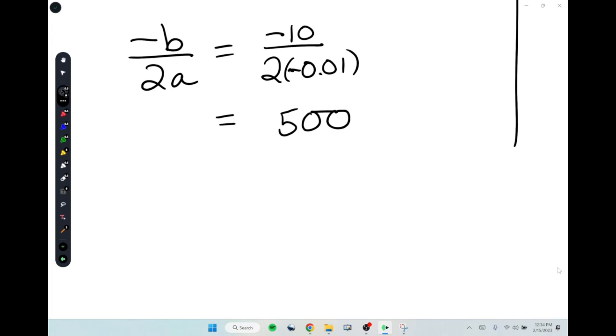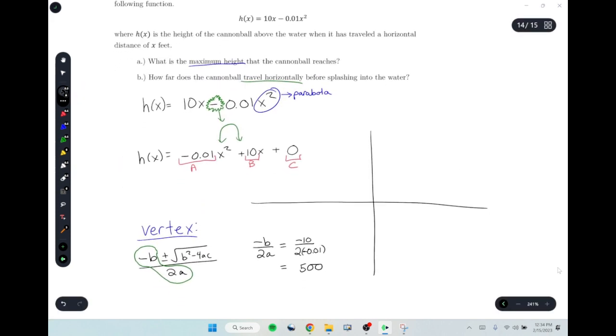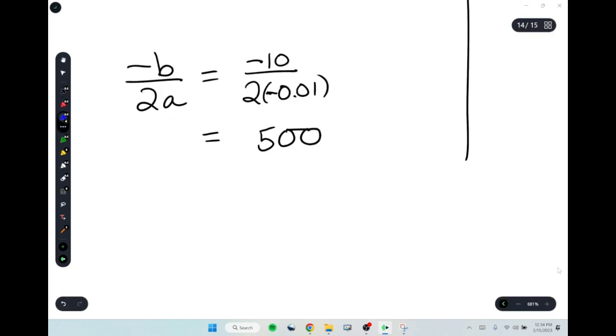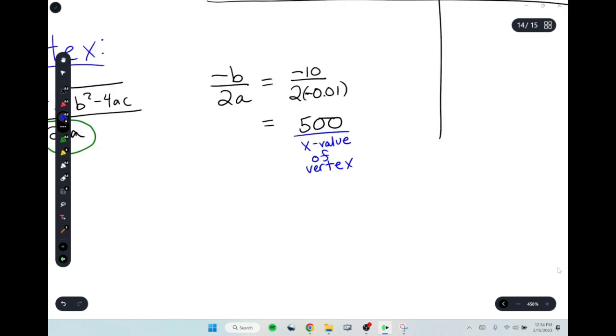Very good. What is that 500? Scary question that is. It's just a point. It's part of the point. Which part? Left. The x. The 500 is the x value of the vertex. And how do we find the y?